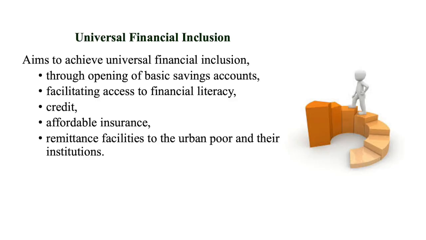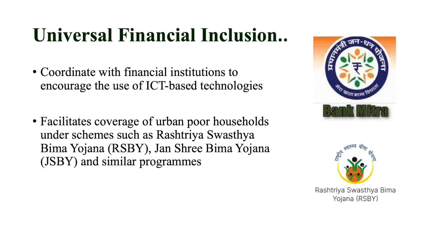And if you look at the component, it also includes universal financial inclusion, meaning this particular mission aims to achieve universal financial inclusion through opening of basic savings accounts, facilitating access to financial literacy, credit, affordable insurance, and remittance facilities to the urban poor and their institutions. And it also coordinates with financial institutions to encourage the use of ICT-based technologies and community facilitators like bank mitras, bima mitras for the benefit of the urban poor. In particular, this mission facilitates the coverage of urban poor households under schemes such as Rashtriya Swasthya Bima Yojana, Jan Shri Bima Yojana, and similar programs.